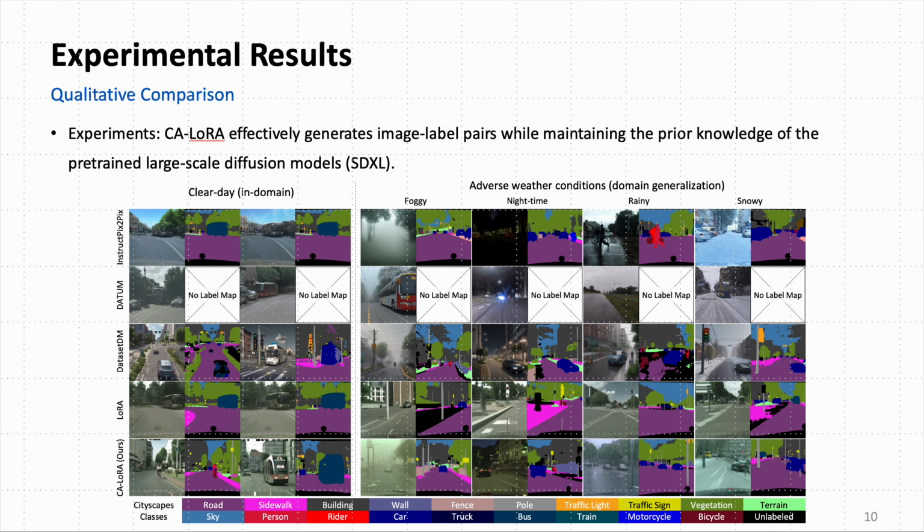Qualitatively, CA-LoRA produces well-aligned image-label pairs across both the clear day in-domain condition and adverse weather domain generalization. InstructPix2Pix only edits textures. DATUM produces unlabeled images. DatasetDM has full domain alignment, and LoRA memorizes training samples. Only CA-LoRA delivers both diversity and alignment.